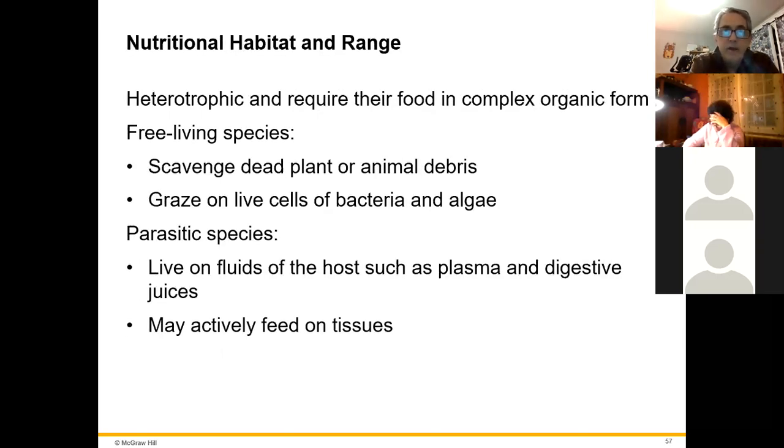Heterotroph means a variety of different foods. They require complex organic forms. They are free living species. They can scavenge dead plants and animal debris. They can graze on live cells of bacteria and algae. There are parasitic protists that live on fluids of the host, such as plasma and digestive enzymes, and they can actively feed on tissues.